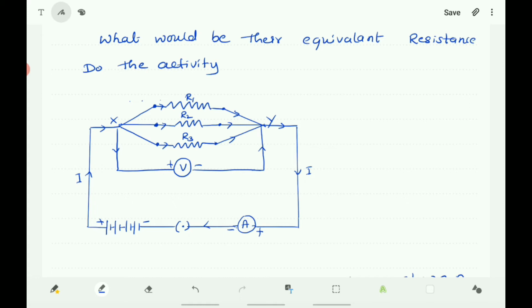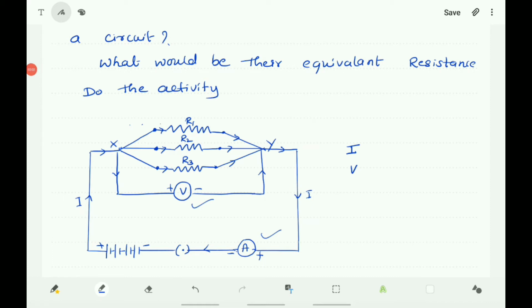So let the ammeter reading be I, and the voltmeter reading be V. The potential difference across each resistor and the current flowing through each resistor are also to be noted. So here we got the potential difference and also the current flowing through the circuit when all these 3 resistors are in parallel connection together with the voltmeter.